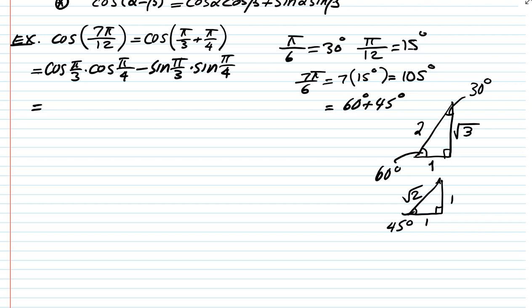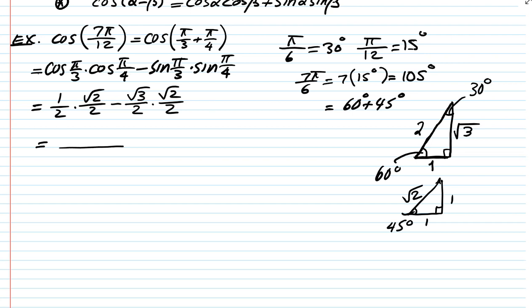Okay, cosine of 60 degrees. Cosine is x, which is 1, divided by r. The radius of the circle in this case would be the 2, so it's 1/2. Cosine of 45 is root 2 over 2, minus sine of 60, which is root 3 over 2, and sine of 45 is root 2 over 2.